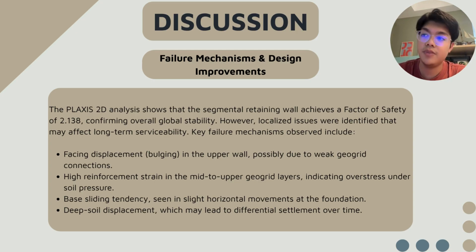Okay, for the discussion part, the PLAXIS 2D analysis shows that the segmental retaining wall achieved a factor of safety of 2.138. However, localized issues were identified that may affect the long-term serviceability. The key failure mechanisms observed include the bulging in the upper wall, high reinforcement strain in the mid to upper geogrid layers, base sliding tendency, and the deep soil displacement.